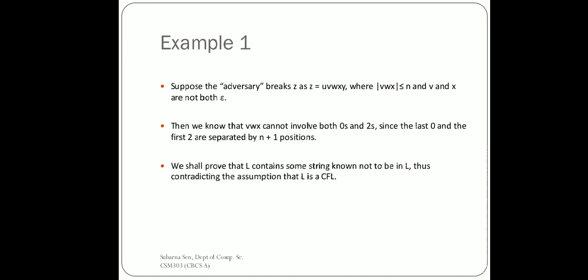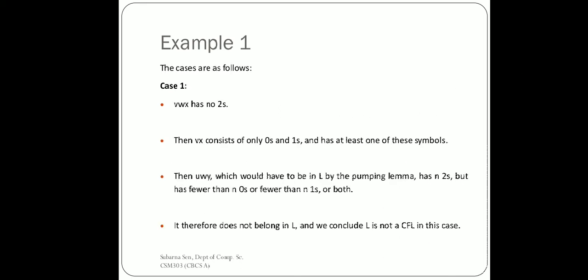Now let us see other assumptions. We will see some cases. Say in case 1, vwx has no 2s. We are assuming that vwx has no 2. Then vx consists of only zeros and ones. Why? Because if vwx has no 2s, then v and x should have only zeros and ones. Why are we discarding w?